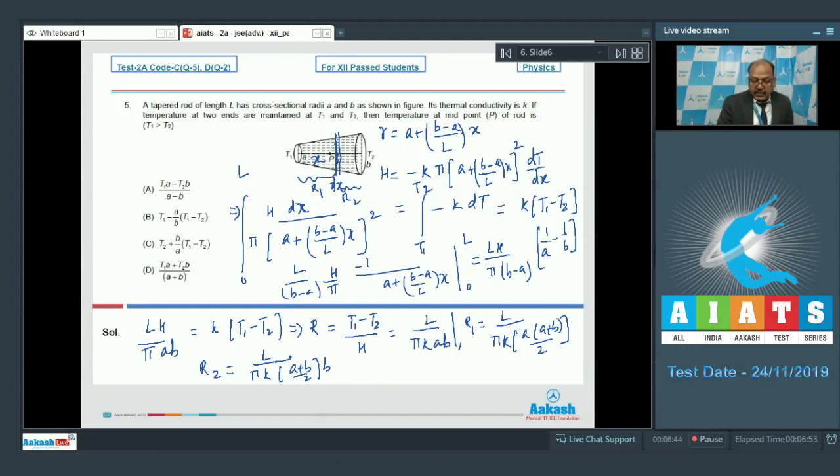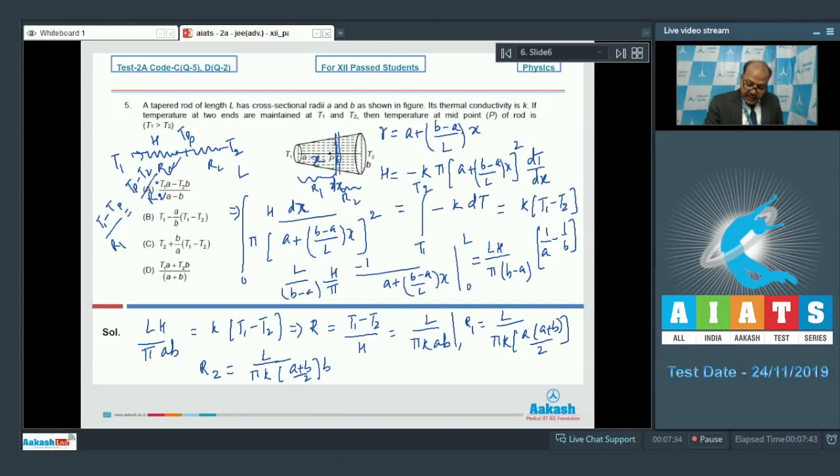Also, to find the temperature at point P, let's connect the two thermal resistances in series. Here we have point P, and this is R1 and this is R2. This point has temperature T1, this point has temperature T2, and this is the rate of heat flow. So we get the expression, let's say the temperature here is Tp. So that means T1 minus Tp by R1 equals Tp minus T2 by R2.